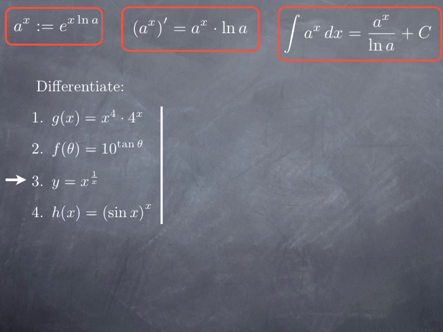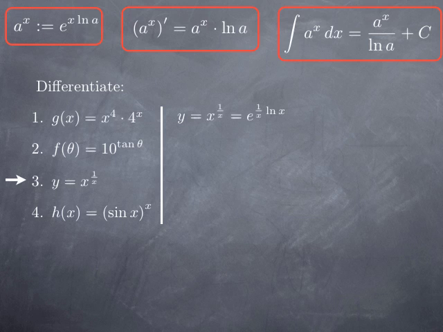Now let's try to differentiate y equals x to the 1 over x. This is of a slightly different nature from the other two examples, because now I have the variable both in the base and in the exponent. Nevertheless, all we really need to know is again the definition of a power in terms of the natural log. Specifically, we can rewrite y as e to the 1 over x times ln of x.